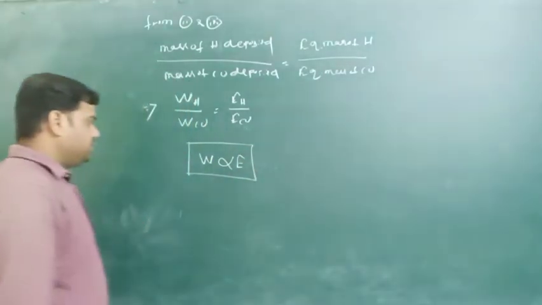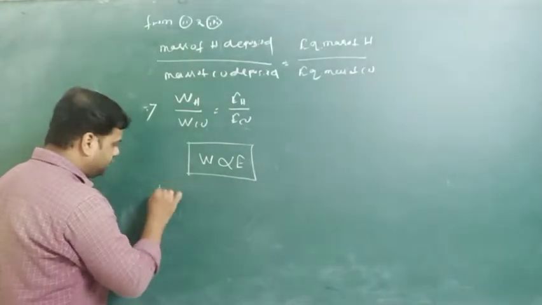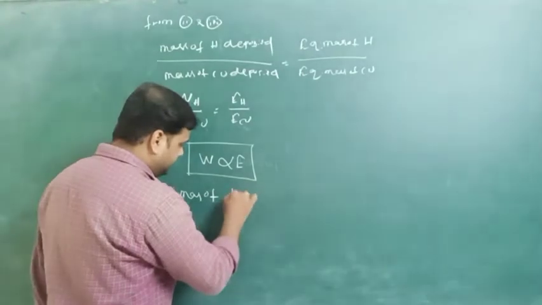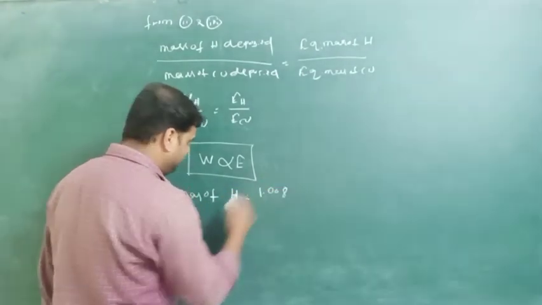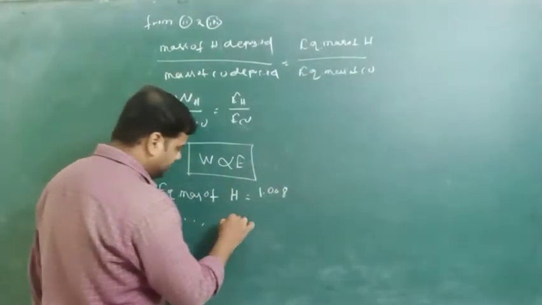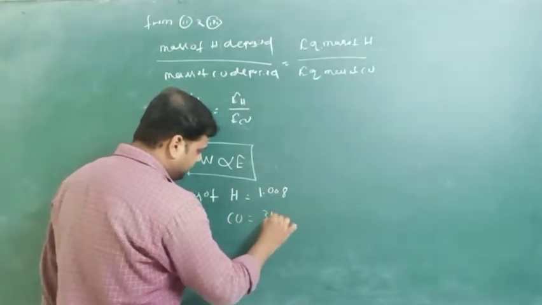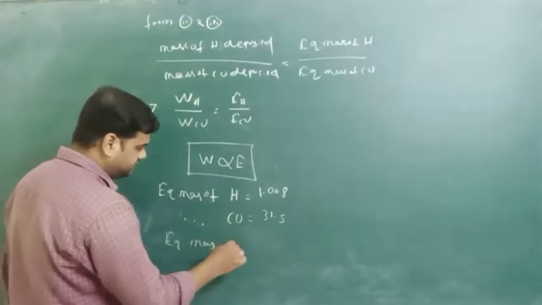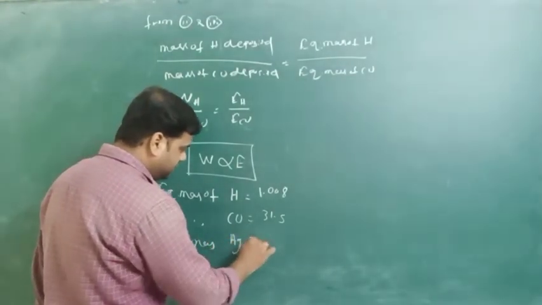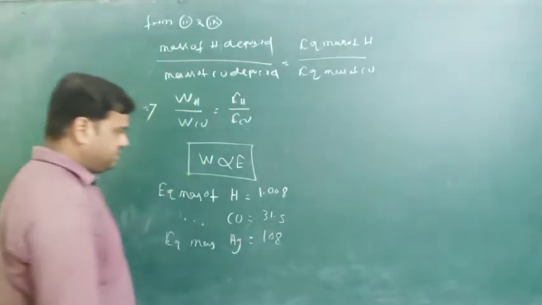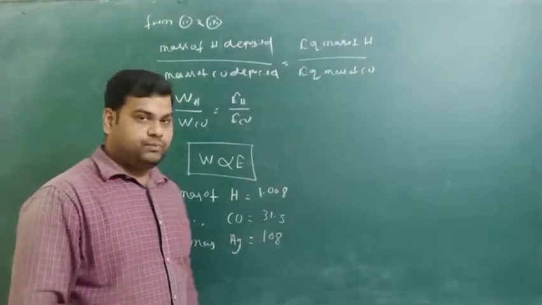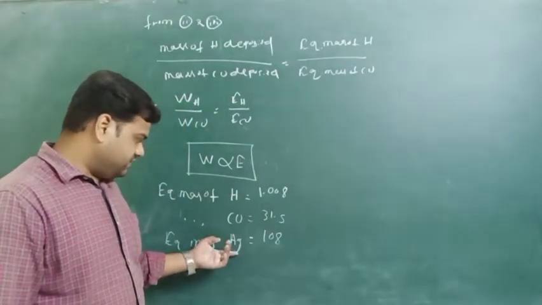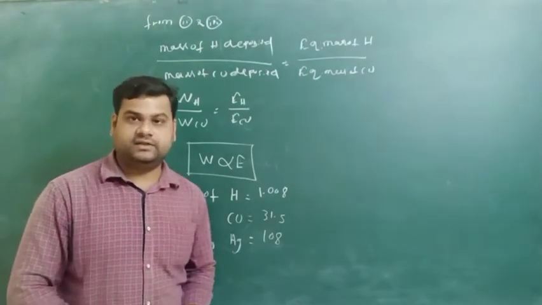Okay, so we know that the equivalent mass of hydrogen is 1.008, the equivalent mass of copper is 31.5, and the equivalent mass of silver (Ag) is 108. When we supply the same quantity of electricity to the electrolytic cell, it means more silver will be deposited at the electrode.